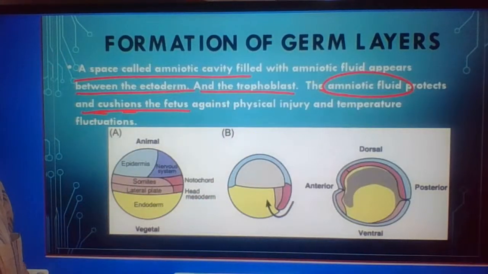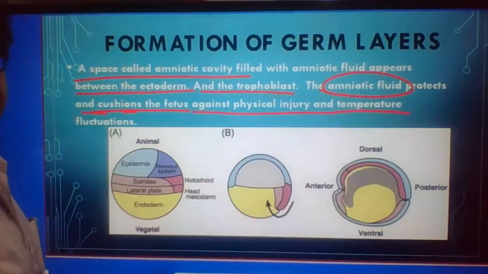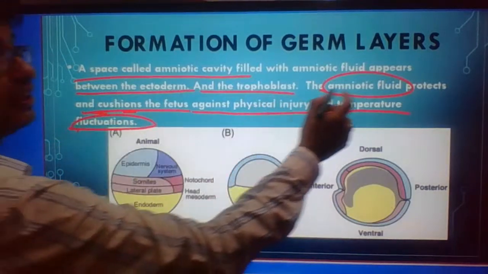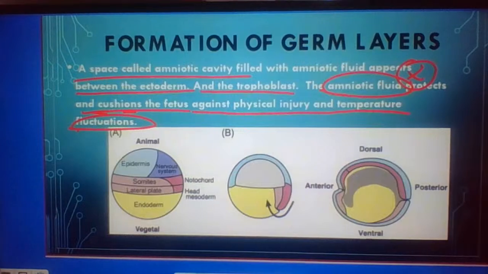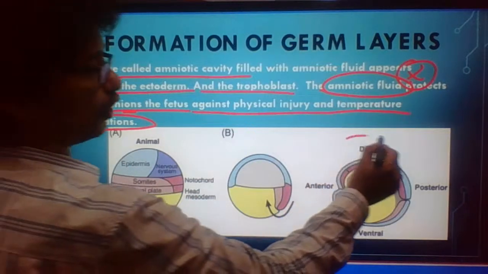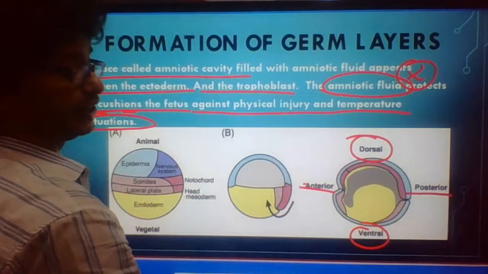It protects the fetus from any physical injury. Even if the mother moves or does heavy work, at some point of time it protects the fetus from physical injury and temperature fluctuations. The amniotic fluid is playing very important functions. Okay, fine. So here you could see the animal pole and the vegetal pole, and you could see the dorsal and the ventral part. So this is the anterior part and the posterior part.